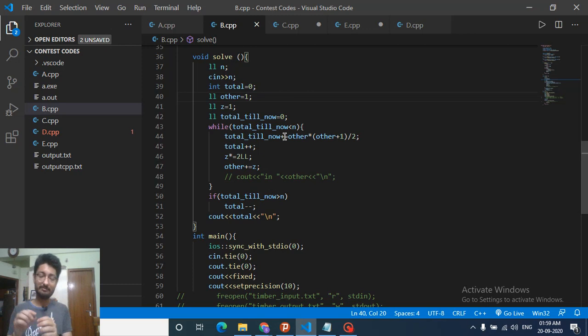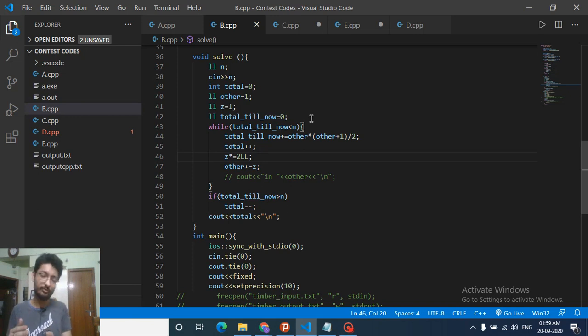And then because I have added one staircase, I will increment total. Total means like, okay, I have taken one nice staircase, fine. Now what will I do? I have to increase other by 2 to the power of something. Like if it is the first time it is 2, then the second time is 2 to the power 2, then 2 to the power 3. So z will count on this. Z will increase by a factor of 2 every time. And then I will add this factor into other, because other is the total base length, you can assume. And then every time it will increase, we will just go on till the total till now is less than n. But it can happen that total till now is less than n, but we will do one extra iteration.